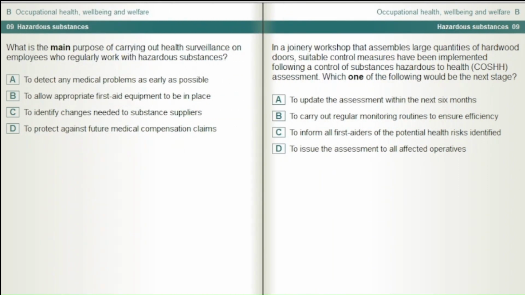What is the main purpose of carrying out health surveillance on employees who regularly work with hazardous substances? To detect any medical problems as early as possible. To allow appropriate first aid equipment to be in place. To identify changes needed to substance suppliers. To protect against future medical compensation claims.